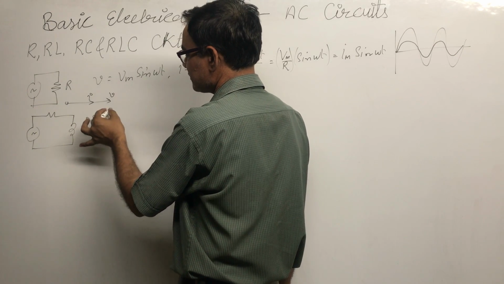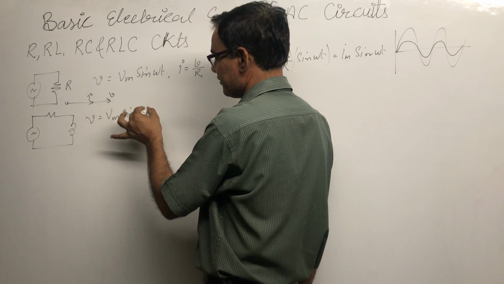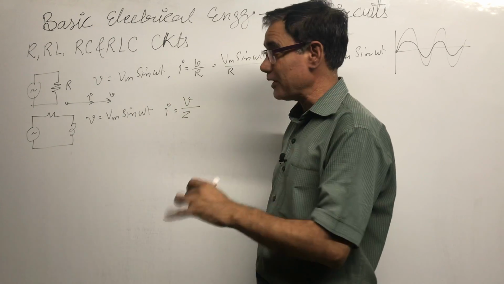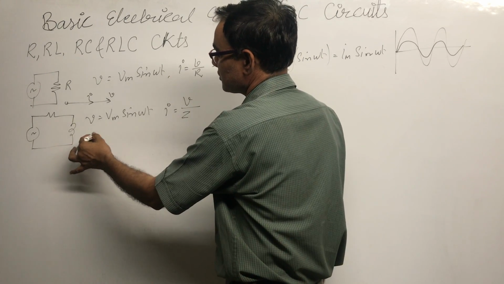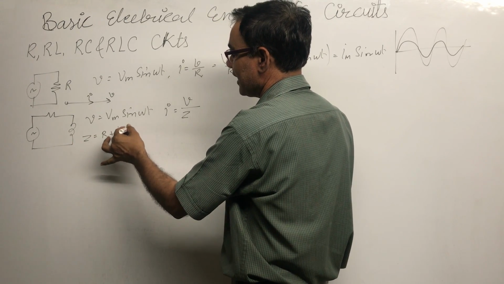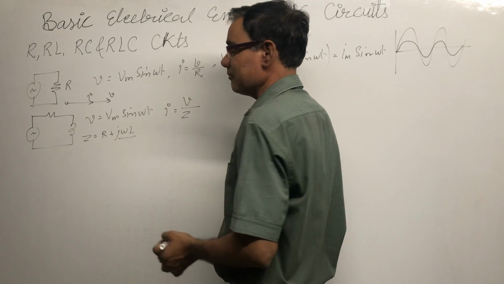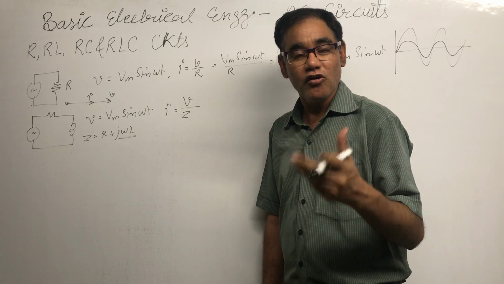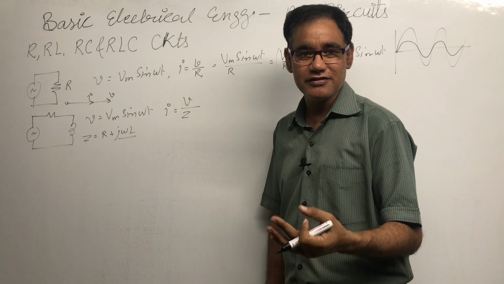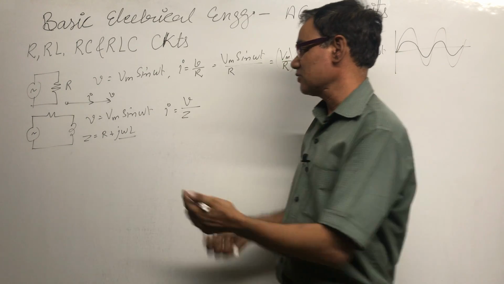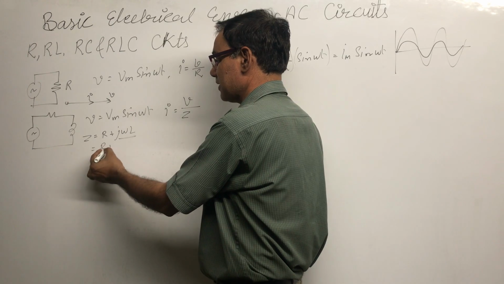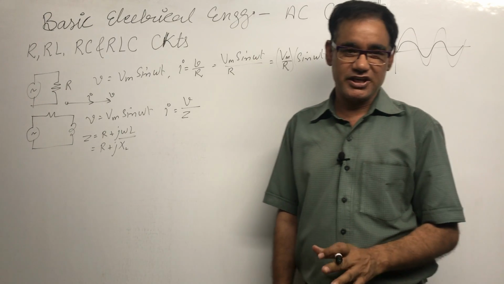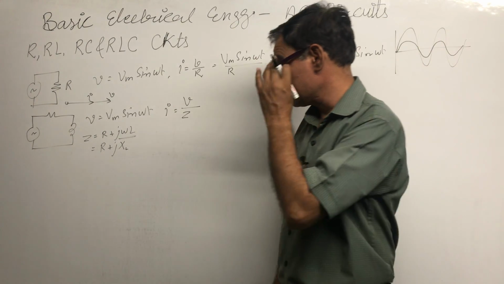V equal to Vm sin omega t is the supplied voltage. Then current is V divided by Z, where Z is the impedance of the circuit. And what is the impedance of the circuit? Impedance is R plus iota omega L. This iota omega L is the impedance offered by the inductor. It is imaginary and is also known as reactive resistance. So it is also represented like this: R plus iota XL, where X is the reactance.